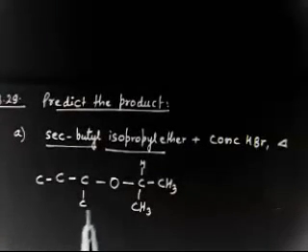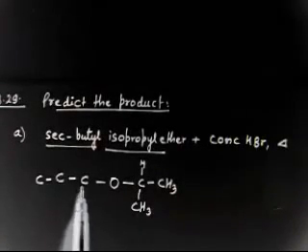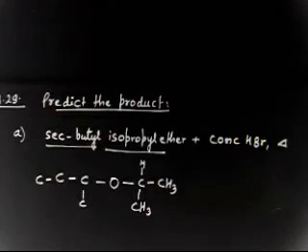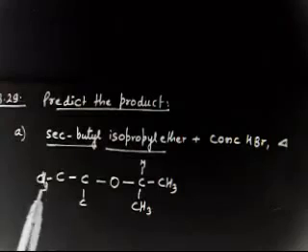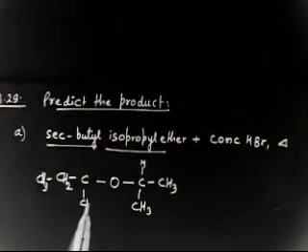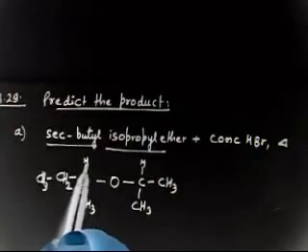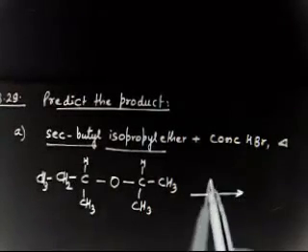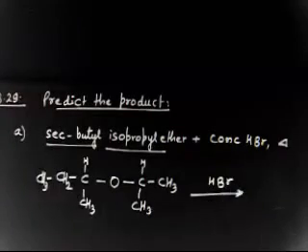So this is secondary butyl because this carbon is a secondary carbon. This is tied to this carbon, this is also attached to this carbon. So this is a sec butyl group. So let me write CH3, CH2, CH3, here you have hydrogen. Now if I treat with HBr, what product do you expect?